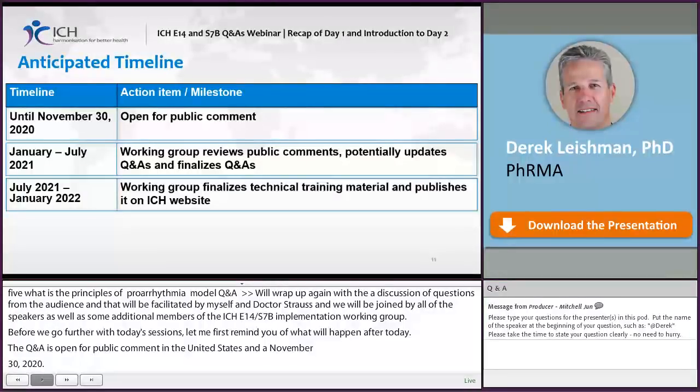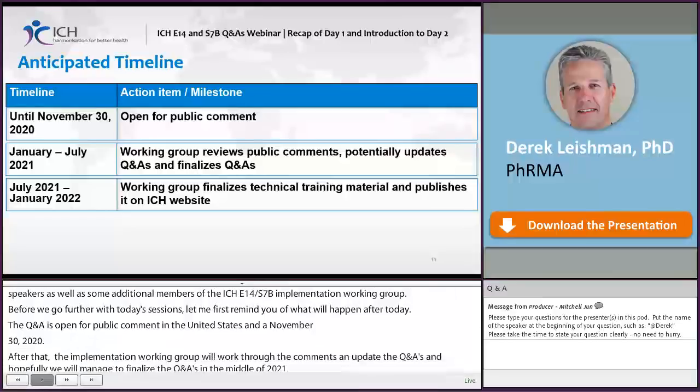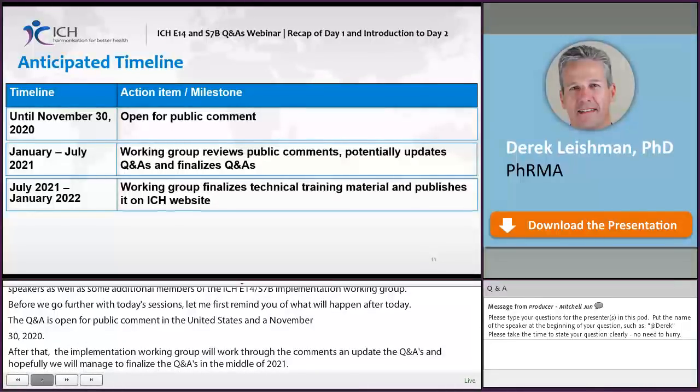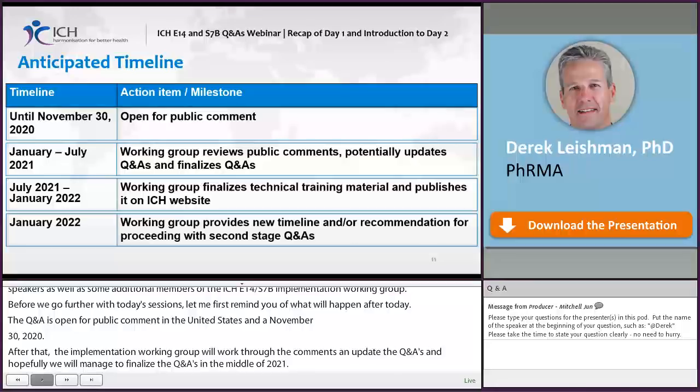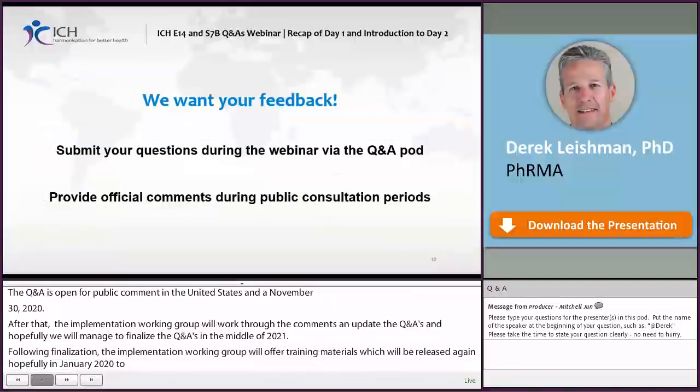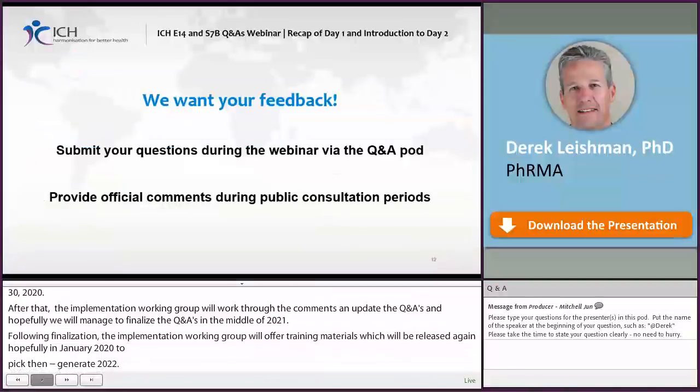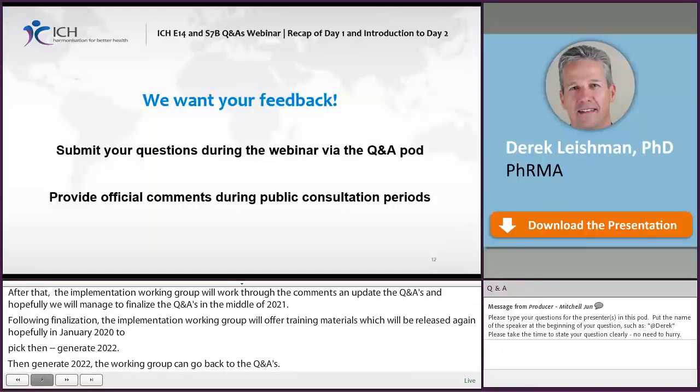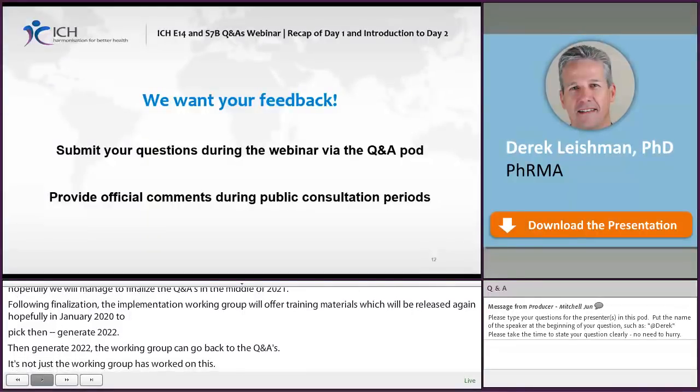Following finalisation, the Implementation Working Group will work on some training materials which will be released again hopefully in January 2022. Then in 2022, the Implementation Working Group can turn their attention back to the Stage 2 Q&As. It's not just the Implementation Working Group who have work to do, you have work to do as well. We want your feedback, we want your questions today through the Q&A pod, and we also want you to provide official comments during the public consultation periods.